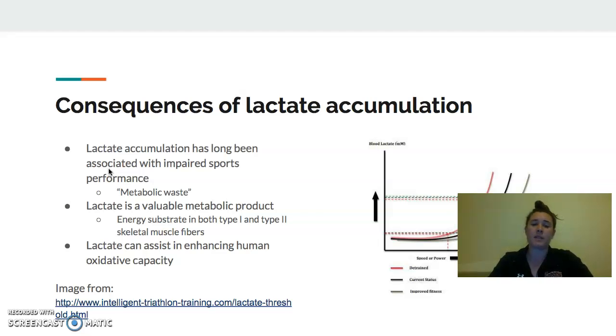So instead of it being this metabolic waste that causes you to get tired, worn down, and sore, it's actually an incredibly helpful thing that you can use, and you can track how well you are training your body past that lactate threshold to improve your performance.